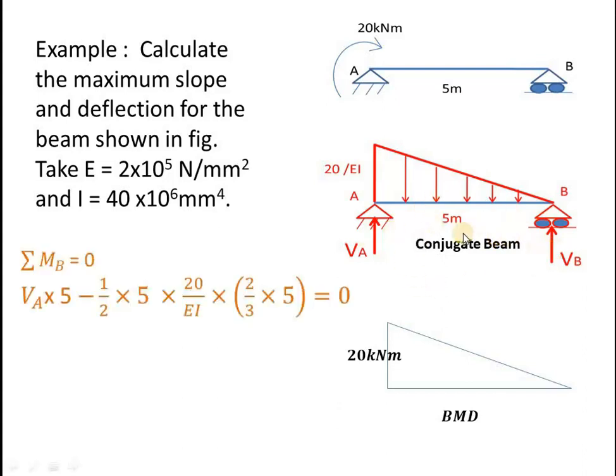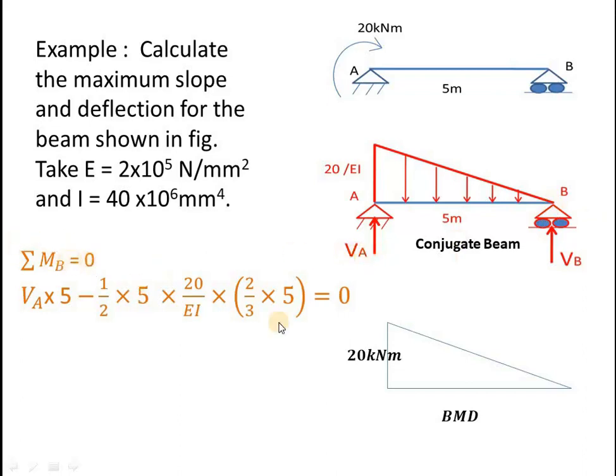To calculate the maximum, you know that the slope at any point for the given beam is equal to the shear force at the same point for the conjugate beam. So to get the shear forces, you first need to calculate the reactions, that is VA and VB, for this conjugate beam. Taking moments about B, let us calculate VA first.